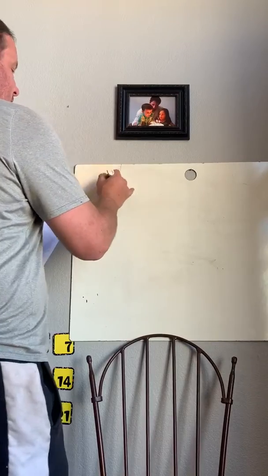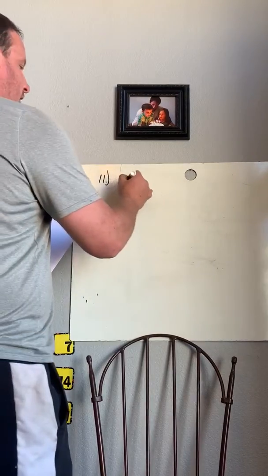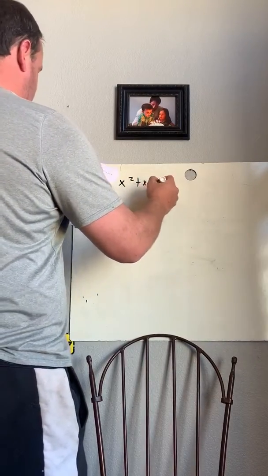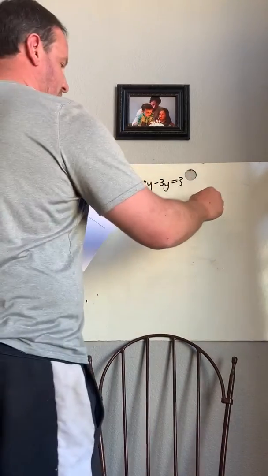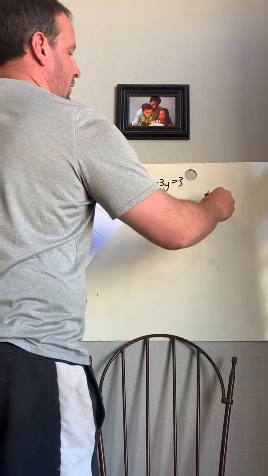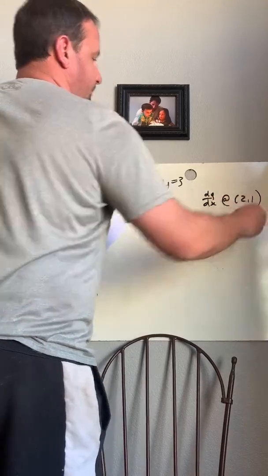Number 11. We got x squared plus xy minus 3y equals 3. And it wants me to find dy/dx at the point 2, 1.